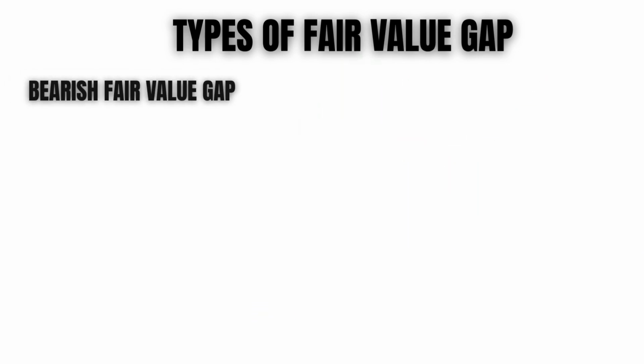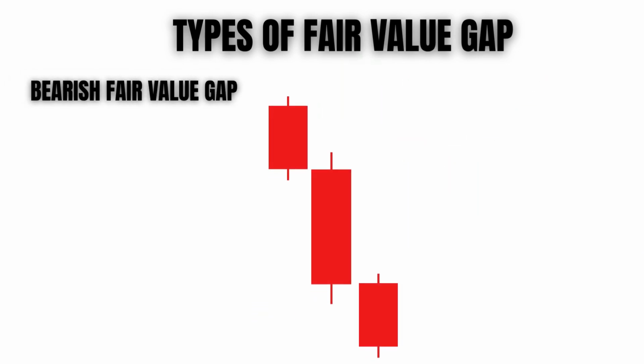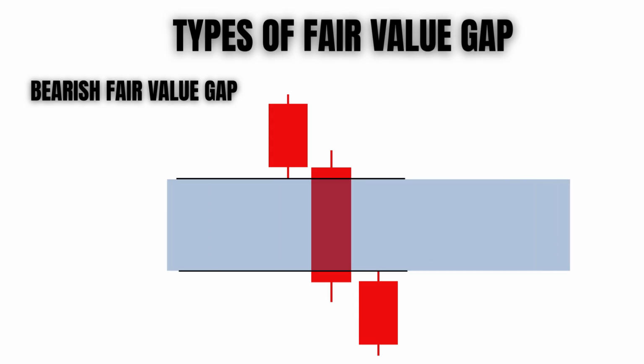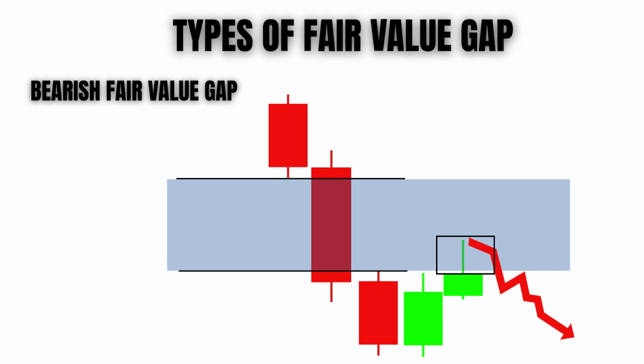A bearish fair value gap forms after a strong downward move. The displacement candle is a big bearish candle. The gap sits above, the space between candle 1's low and candle 3's high. After the move, price often retraces upward into that gap before continuing lower. That retracement into the gap is where you look to sell.